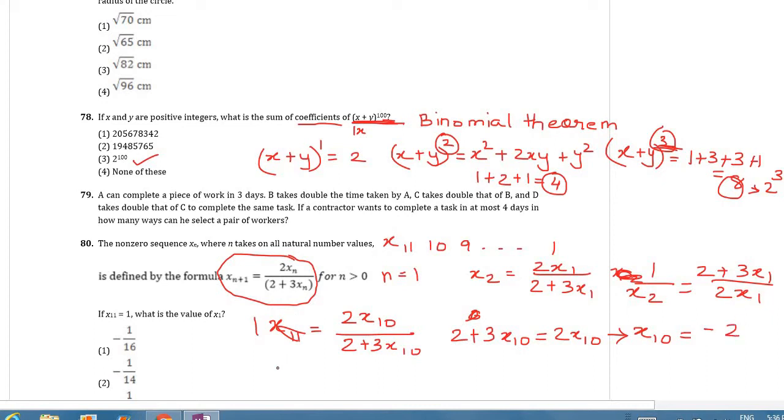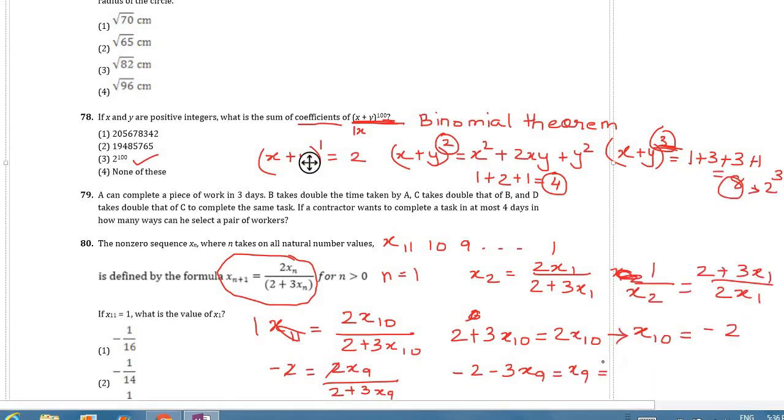That's one value. Now when you go to x_9, you know that this is 2x_9 upon 2 plus 3x_9. You cancel this off. So minus 2 minus 3x_9 equal to x_9. And you will observe that you get 4x_9 equal to minus 2. Sorry, so you will get x_9 is equal to minus half. Then if you take one more value, you will be able to start plotting each value and you will arrive at your answer. That is how you can solve each question of this type.